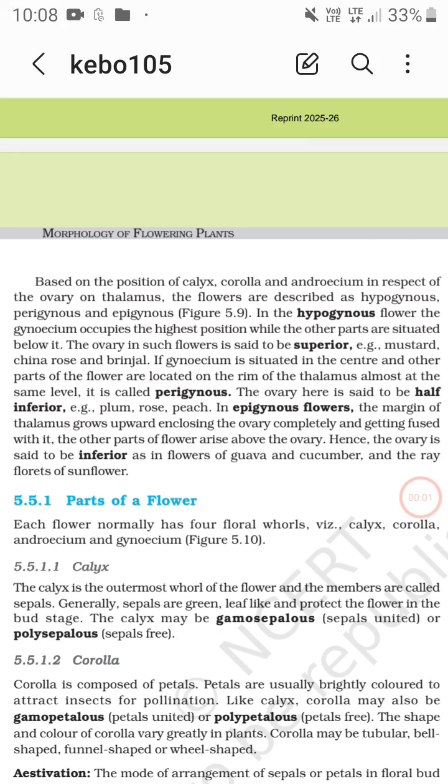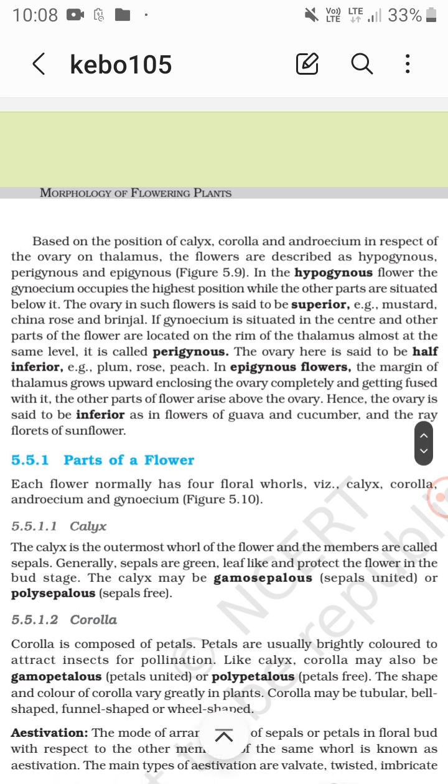Now in epigynous flower, the margin of thalamus grows upward, enclosing the ovary completely and getting fused with it. The other parts of flower arise above the ovary. So this is epigynous flowers.